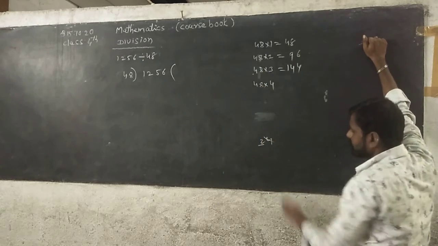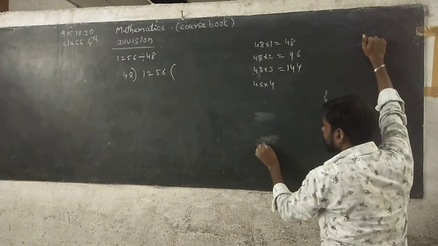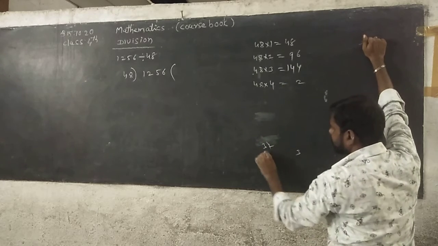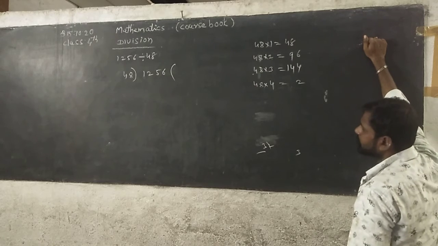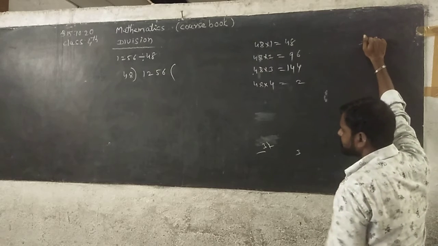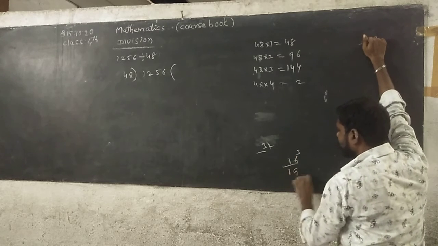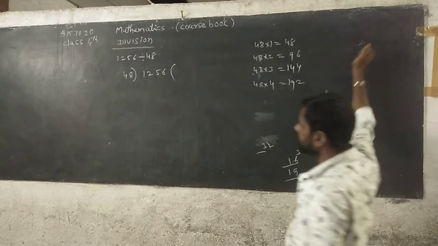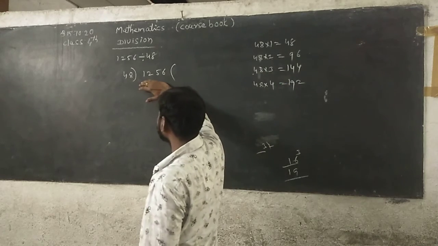Next, 48 4s are. 4 8s are 32. In it 2 taking, carrying 3. Next, 4 4s are 16. 16 plus 3 you can get 19. 192.